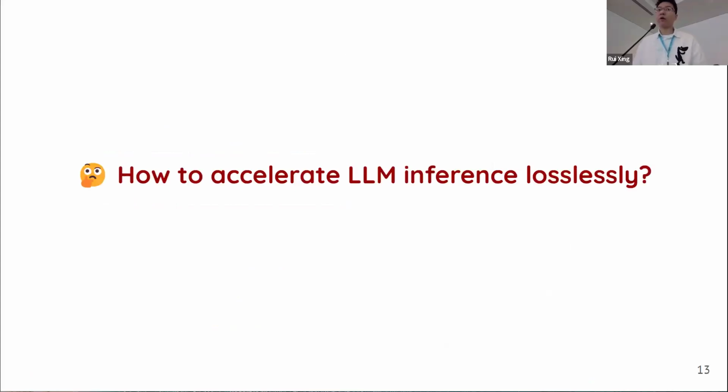So we would like to ask a question: how to accelerate large language model inference losslessly? This question contains two meanings. The first is that we would like to accelerate the inference process. And the second is that we hope the performance to be lossless. We do not expect any performance degradation through the acceleration process.